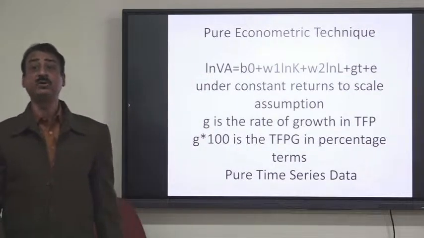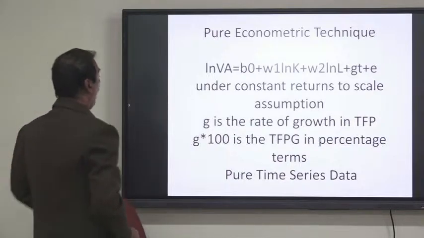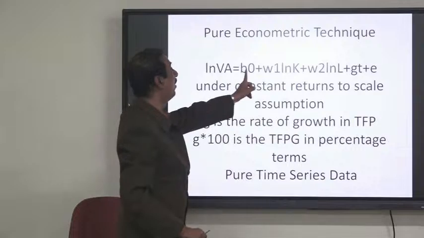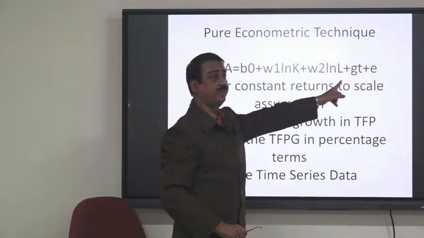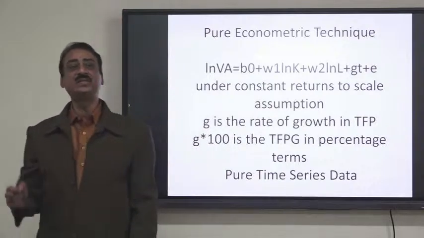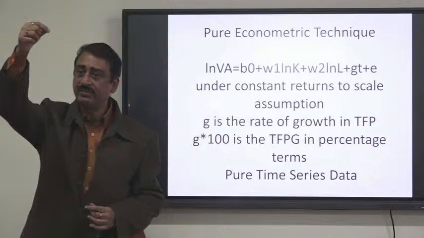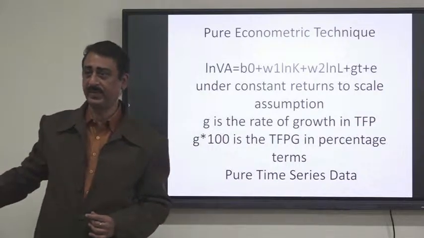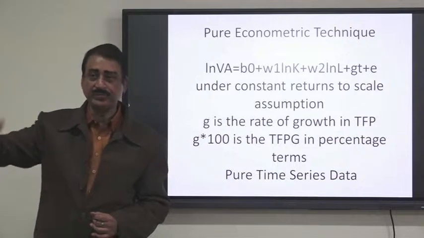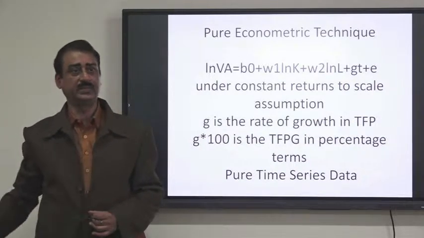Then comes the pure econometric technique. In the pure econometric technique, what happens? You regress log of value added on log of capital, log of labor, and you have an additional term, which is your time trend. How do you fix the values of the time trend? 1, 2, 3, 4, 5, 6, that way. Your year, let us say, starts from 1980 and goes up to 2024. So if it is a continuous time series, you just assign 1, 2, 3, 4, etc. annually.